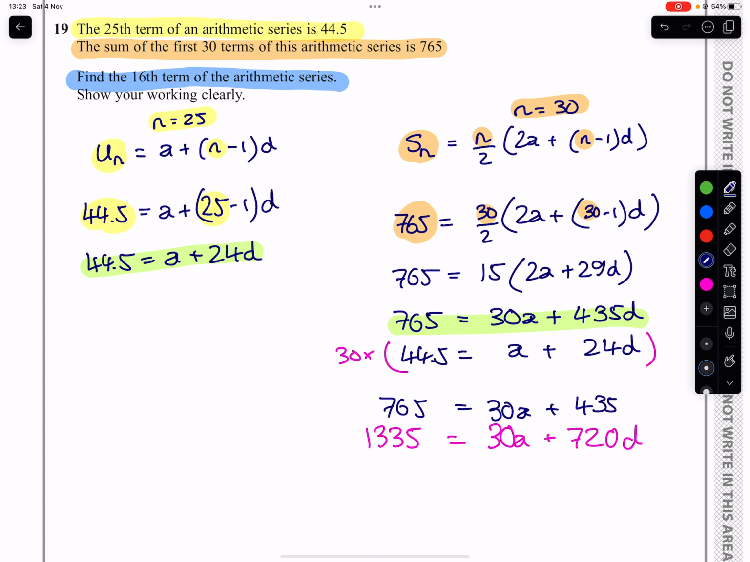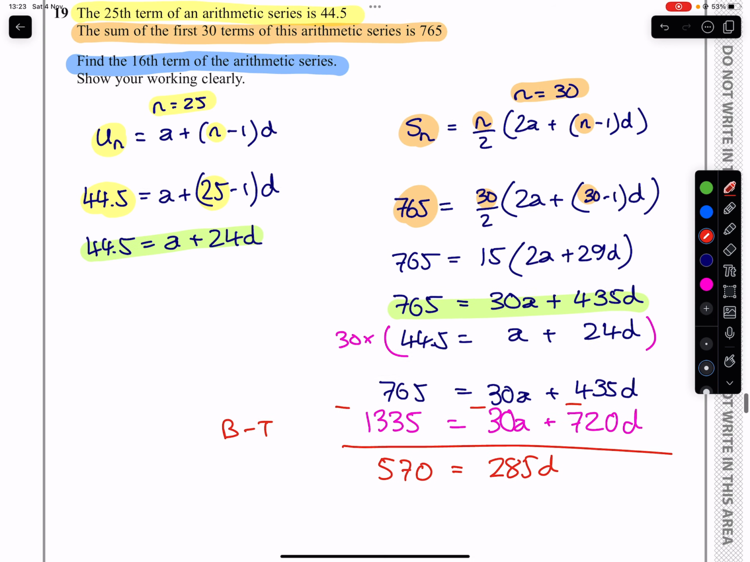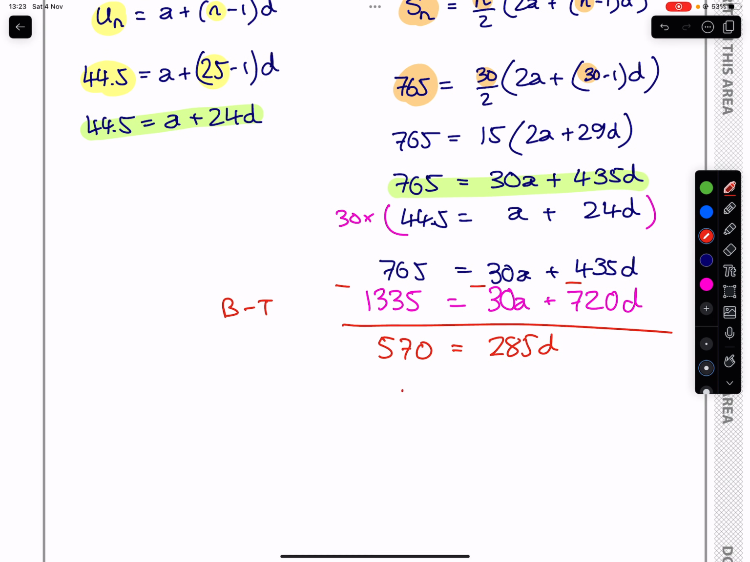And then from there, I'm going to subtract these equations from each other in order to cancel out the A's. Now, because of the fact that there are more D's on the bottom compared to this top one, I'm going to do bottom take away top. So we will have 1,335 take away 765 on the left, giving me 570. On the right hand side, I'm going to do 720 take away 435, which will give us 285. And then if I divide both sides by 285, I get D as 2.